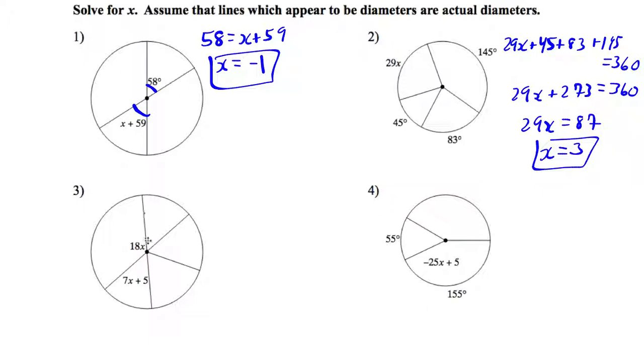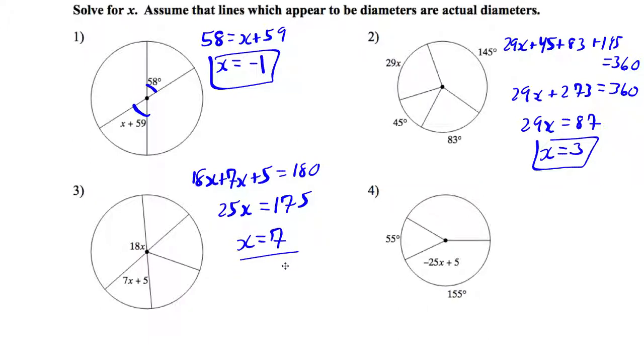Down here, notice this is half the circle again. So if I wanted to, I could make vertical angles, or I could say 18x plus 7x plus 5 equals 180. So here I get 25x is equal to 175, and so 175 divided by 25 means that x is equal to 7.